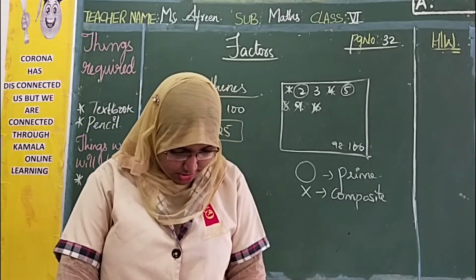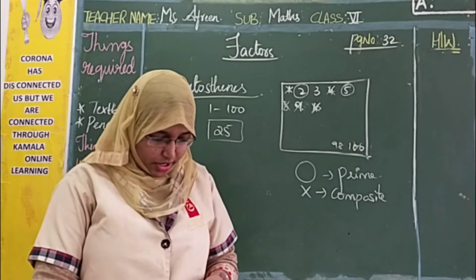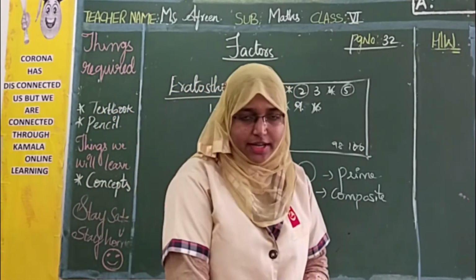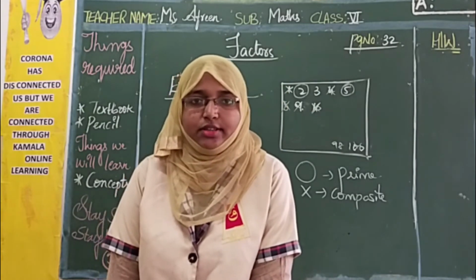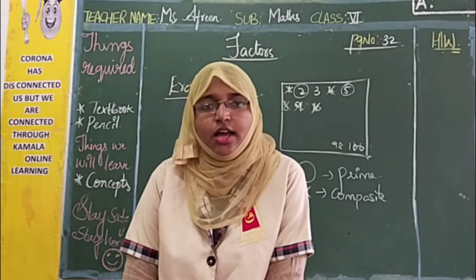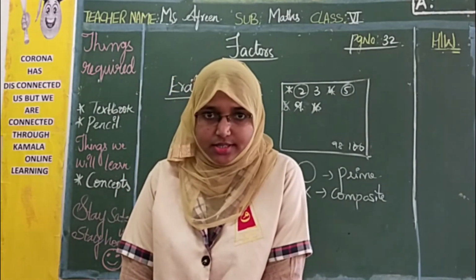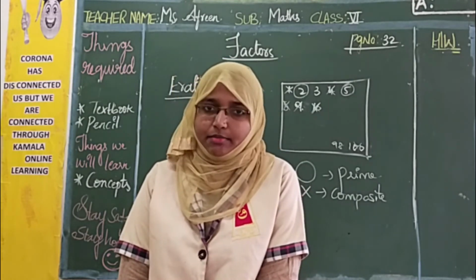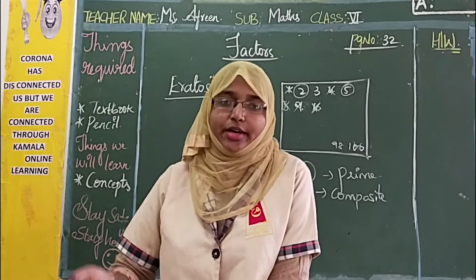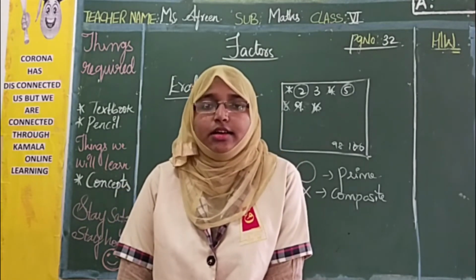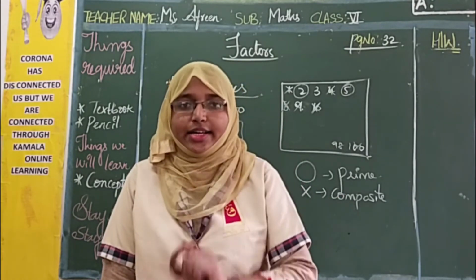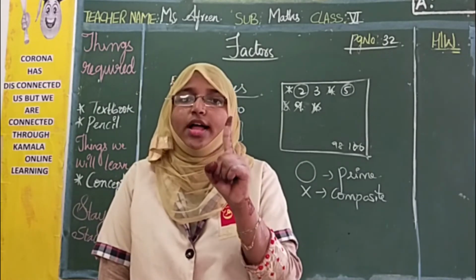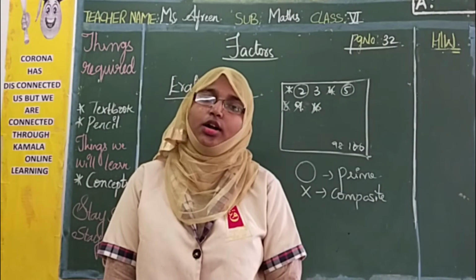Yes. Now the next concept is co-primes or relative primes. What are co-primes? We know what prime numbers are. Prime numbers are numbers having only 1 and the number itself as factors. Now, what are co-primes? Co-prime means the numbers have 1 as their only common factor. Numbers which have 1 as the common factor are called co-primes.